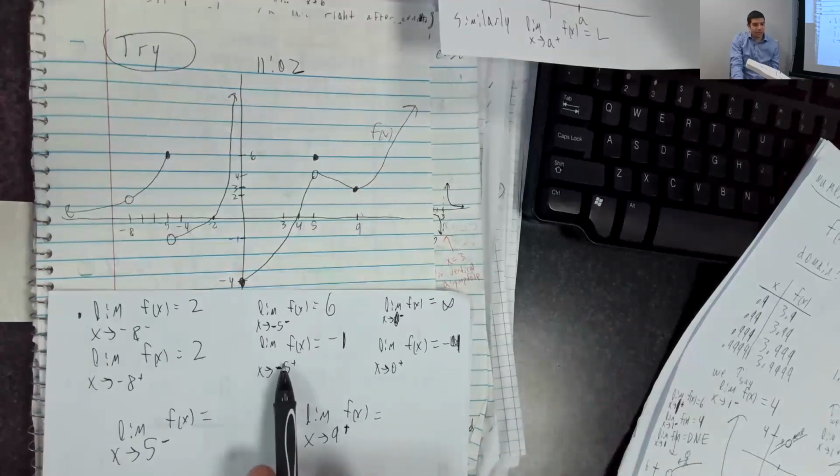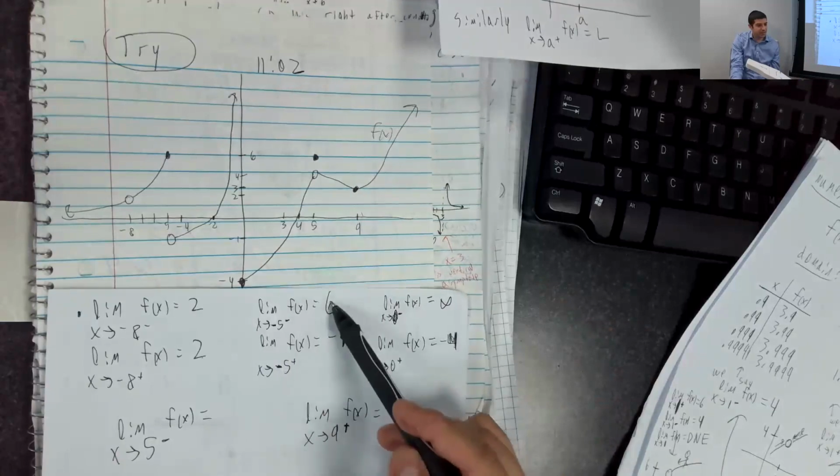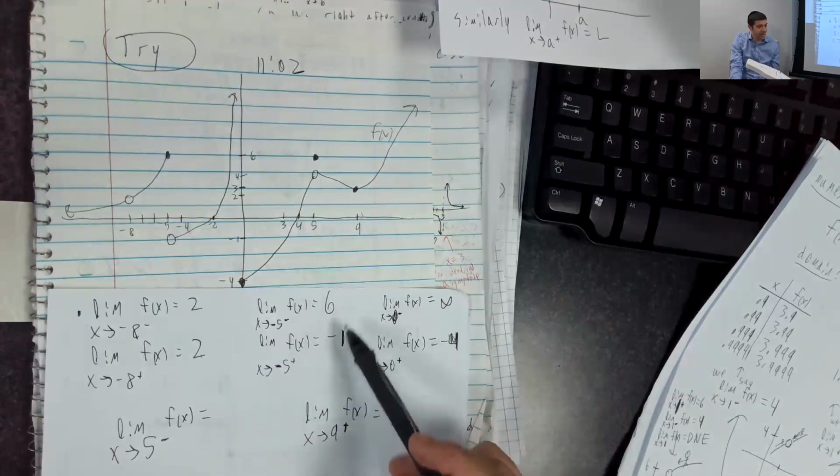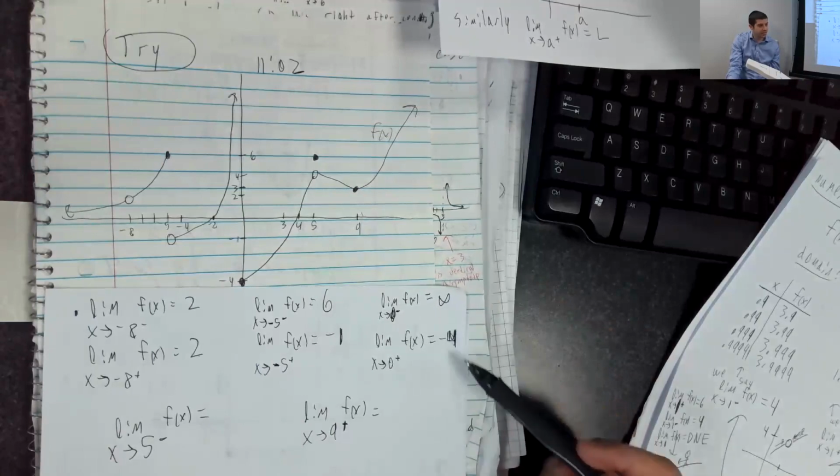What about the actual limit at -5? What would that be? Does not exist. Why? They don't match. Right, they have to match. What about this one, 0? DNE. Again, they don't match.